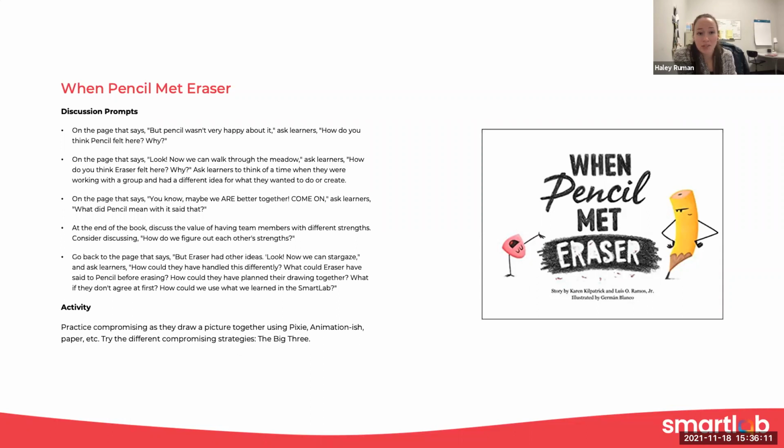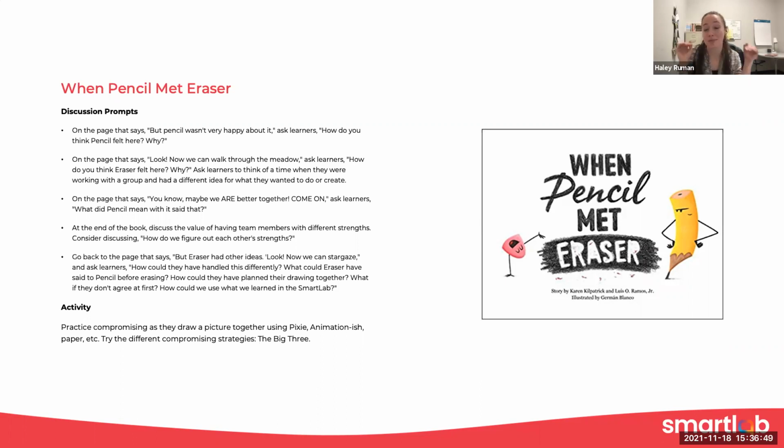This is a really great one for talking about the strengths of each other and recognizing the strengths and how collectively we can do more or better when we work together versus on our own. It can also be another good way to discuss working on each other's work, and how to ask permission before changing something that your partner or another group did. An activity you could do with this one is have them practice compromising as they draw a picture together. They can use Pixie, Animation-ish, just paper if you want as well, any other tools that you have, and then try some of those strategies.